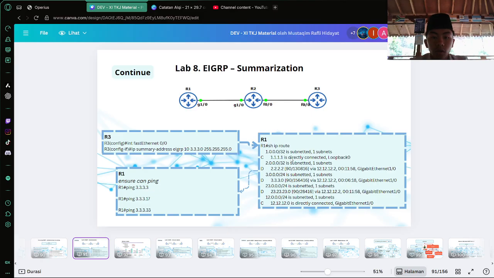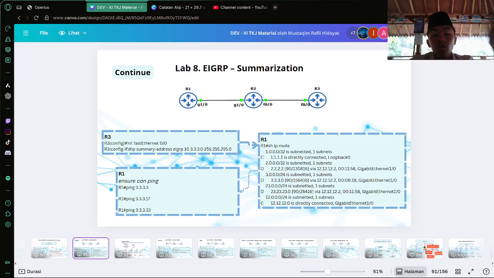On this occasion I want to continue my presentation about lab and AJRV, and continue to lab about AJRV summarization. This slide demonstrates AJRV summarization, which is a technique used to reduce the size of routing tables.